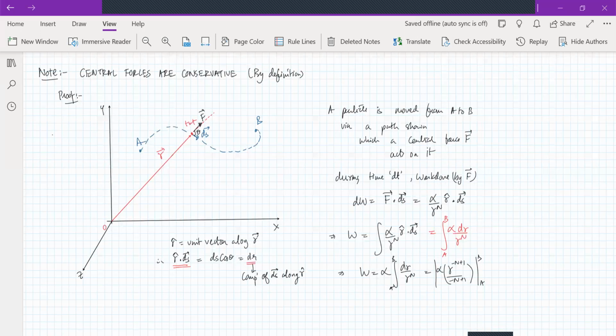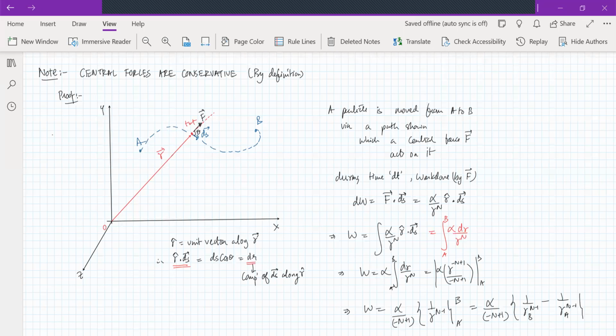Okay. So you can see that we can also write this like this: one upon r to the power n minus 1. Just bring this to the denominator, from A to B. So it is alpha upon minus n plus 1, into 1 upon position at B to the power n minus 1 minus 1 upon RA to the power n minus 1.